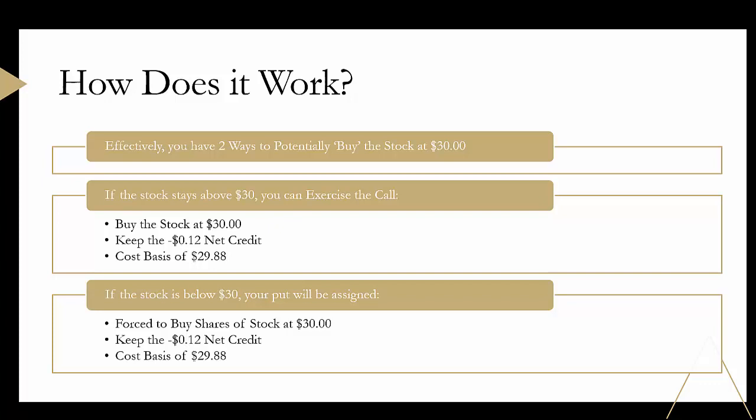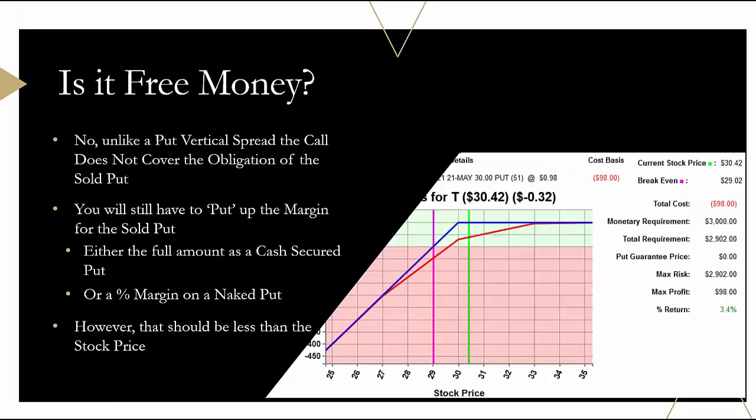If the stock falls below 30, our put would be assigned. We'd be forced to buy shares of stock at 30. The call expires worthless. However, we keep that 12-cent net credit, so we have a cost basis on our shares of AT&T of $29.88. Is that 12 cents free money?